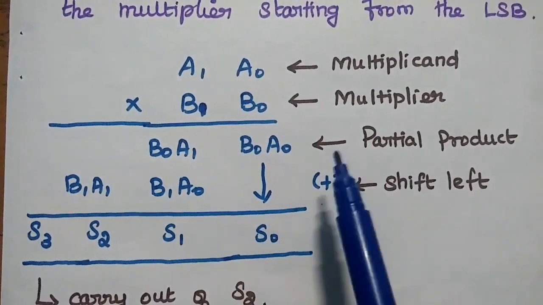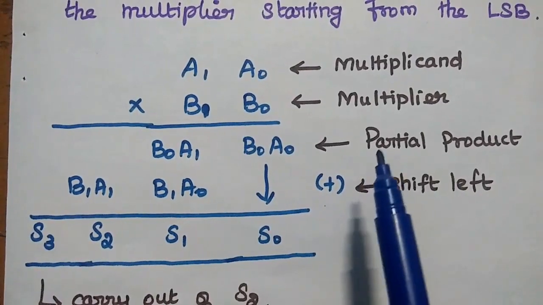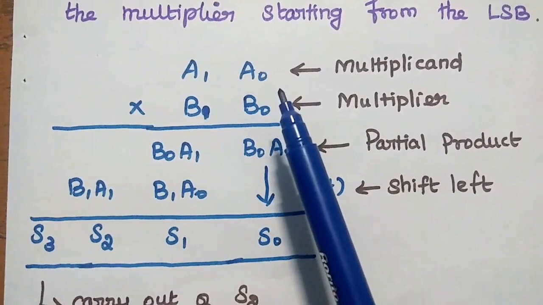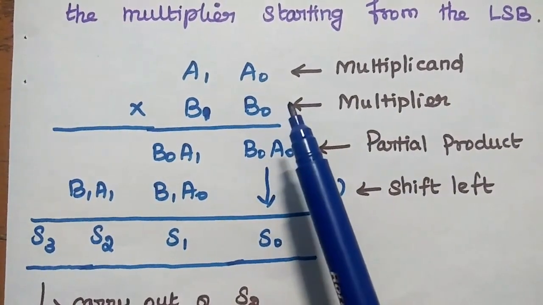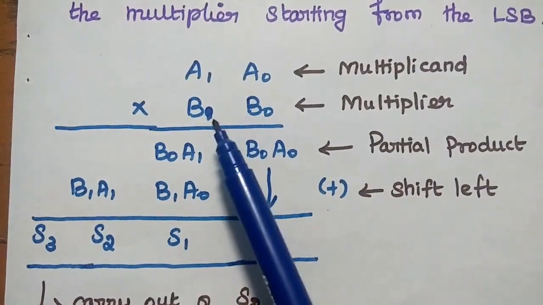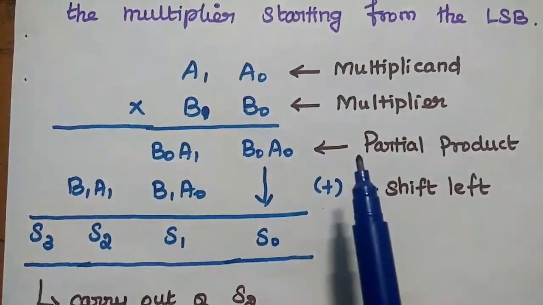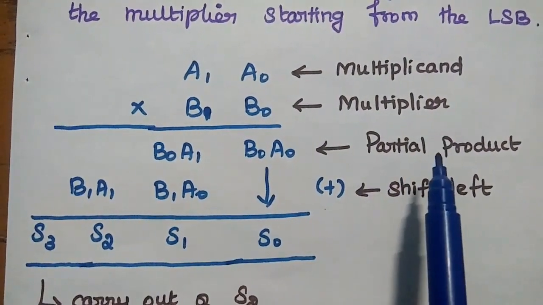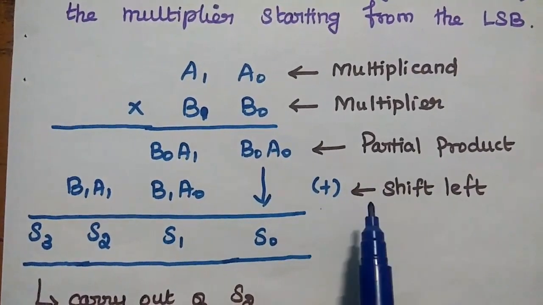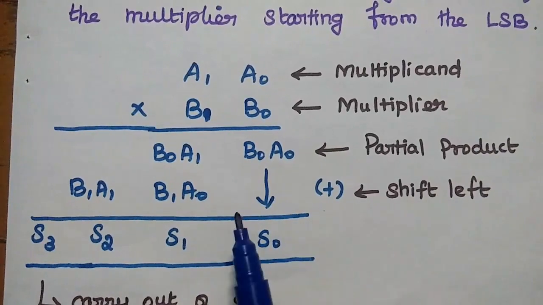So the first process is that we are going to do partial products. Partially we are going to multiply with each bit of the multiplier. So A0 B0, A1 B0. So here the first step is what? Partial products by each bit of the multiplier. Then shifting to the left side.